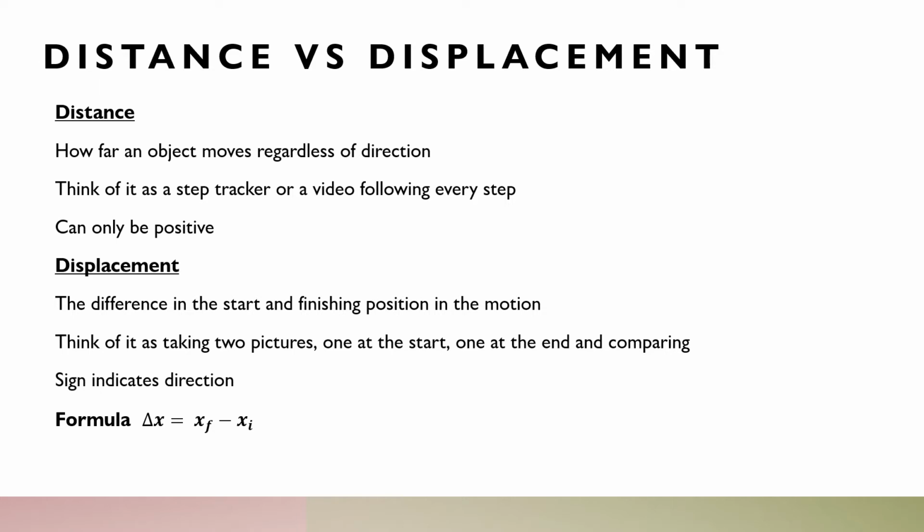Okay? So the formula for just the x-axis would be the displacement is equal to xf minus xi, where again, delta x is change, for those of you that don't remember from your slope formulas in math class. And to find change, you just take final minus initial position.